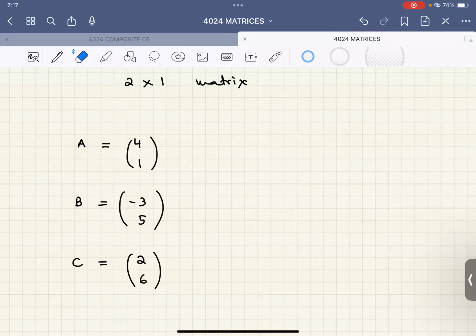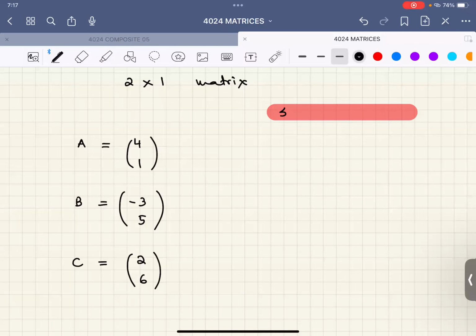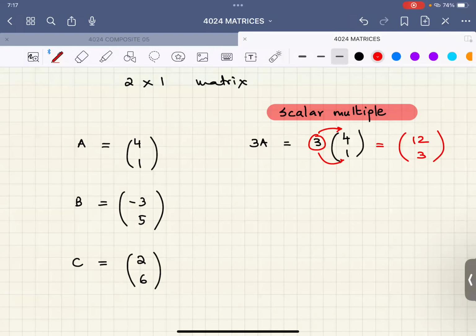Now, the first concept, let me use a highlighter. That is the concept about scalar multiple. That is a constant multiplying with a matrix. For example, if I want to write 3A, so that is 3 multiplying with 4, 1. This 3 will multiply with 4. This 3 will multiply with 1. So 3 into 4 is 12. 3 into 1 is 3. That is 3A.